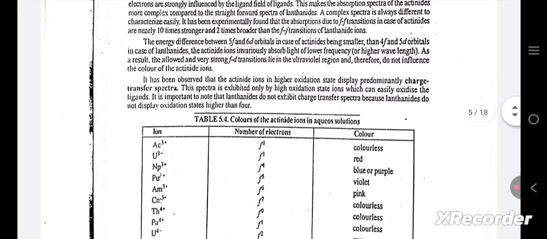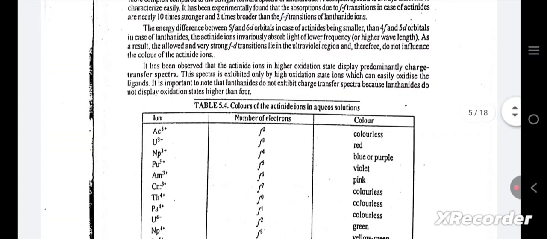It has been experimentally found that the absorptions due to f-f transitions in the case of actinides are nearly 10 times stronger and 2 times broader than the f-f transitions of lanthanide ions. This is because the energy difference between 5f and 6d orbitals in the case of actinides is smaller than that between 4f and 5d orbitals in the case of lanthanides.